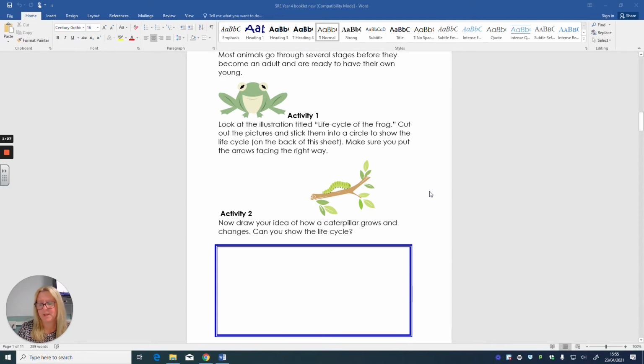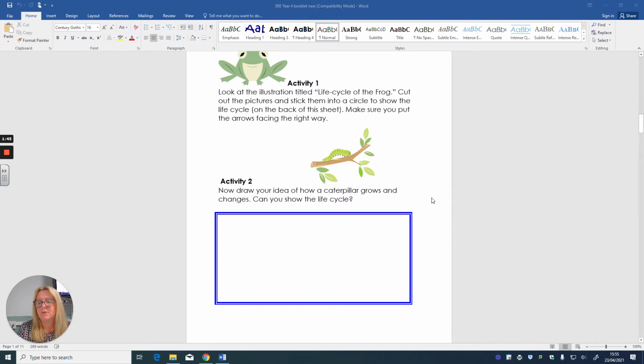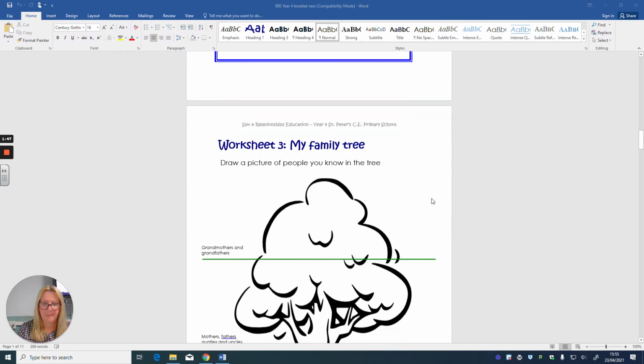And then we look at the life cycle of a caterpillar. And again, your child might have already previously looked at the life cycle, but obviously a caterpillar changing into a butterfly is very, very different from the human or a mammal life cycle. So we get children to think again about how that happens and to draw it.